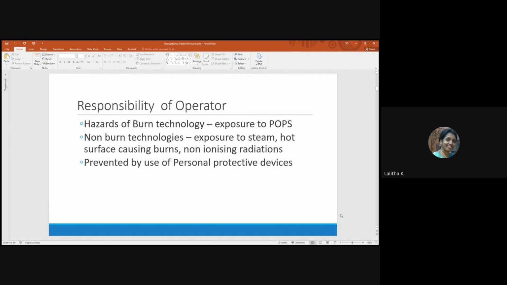Now, the responsibility of the operator, that is the operators at the common treatment facilities. Hazards of burn technology can lead to exposure to POPs. POPs are persistent organic pollutants like dioxins and furans, which are very toxic and can remain in the environment for a longer duration of time. In the non-burn technologies, the workers can be exposed to steam or hot surfaces causing burns, and sometimes non-ionizing radiation if they are using any other mechanism. So prevention is basically by use of personal protective devices, and educating the people properly that they have to use PPEs.